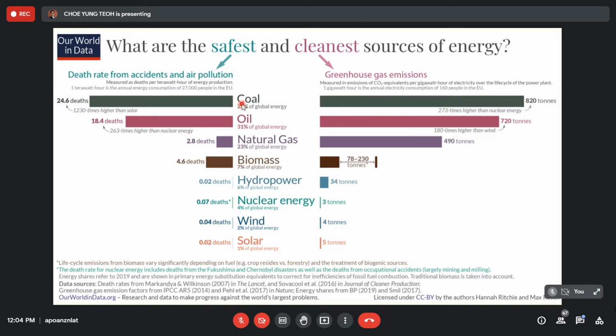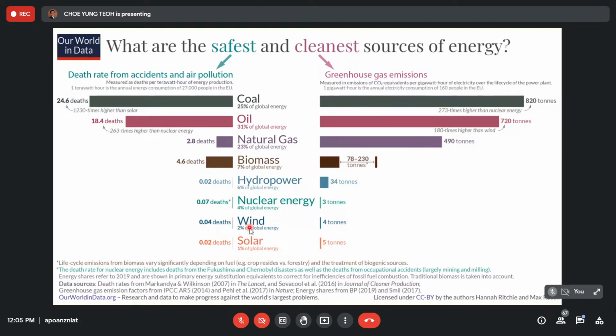Okay, and these coal, oil, natural gas, and biomass actually cause even more deaths than nuclear energy. You always think that nuclear is very dangerous, that it causes a lot of accidents and air pollution. But actually, in this arrangement, you can see that coal, oil, and natural gas are actually the main power plants that cause death. Okay, and then solar is safer, I would say that. Solar photovoltaics.